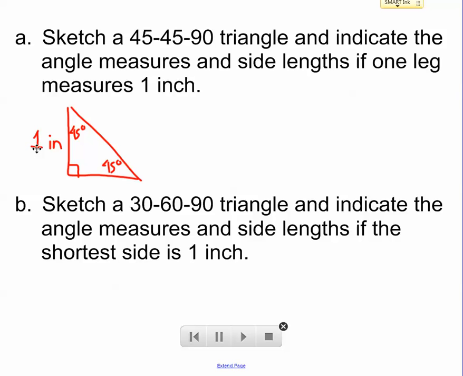well, this is an isosceles triangle because if these opposite angles are congruent, then these opposite sides are congruent as well. So if this side's 1 inch across from a 45-degree angle, then this side is also going to be 1 inch because it's across from another 45-degree angle. Okay. Now, as far as the other side, we've got a right triangle. We know two legs. We could do the Pythagorean theorem. We could figure out the third side.